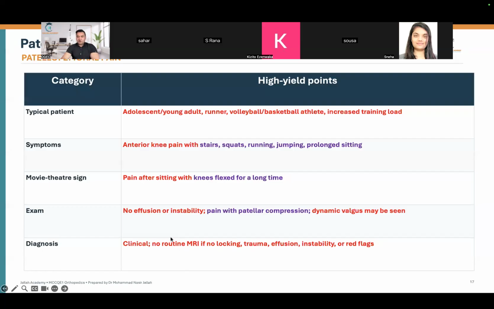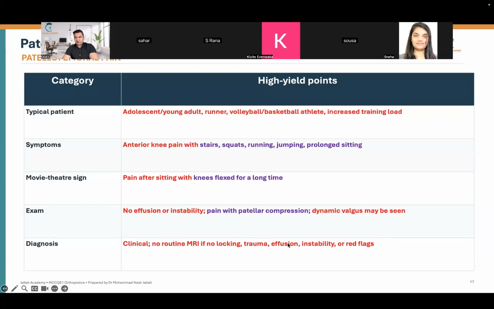Diagnose clinically, no routine MRI if no locking. So we don't do MRI if no locking. We don't have to do X-ray. Why? Because it's a clinical diagnosis, unless we are ruling out mimic conditions: effusion, instability, or red flag. No locking, trauma, effusion, instability, or red flag. If they are present, then they're red flags.